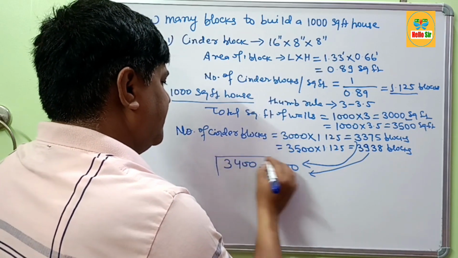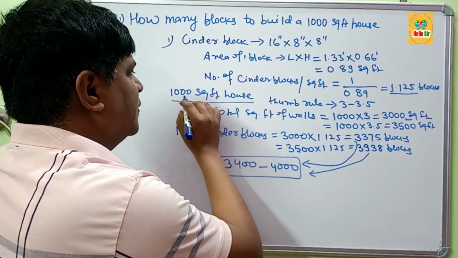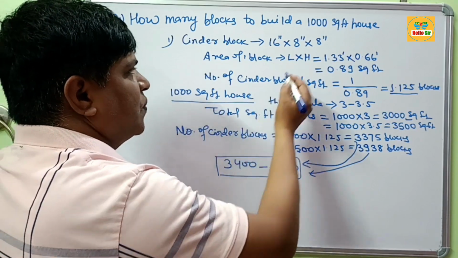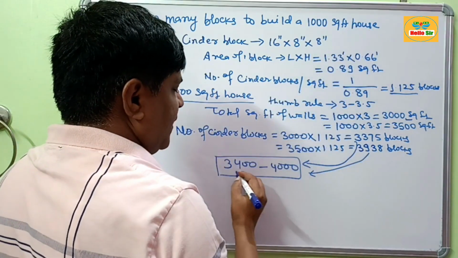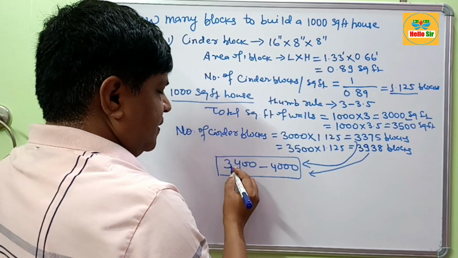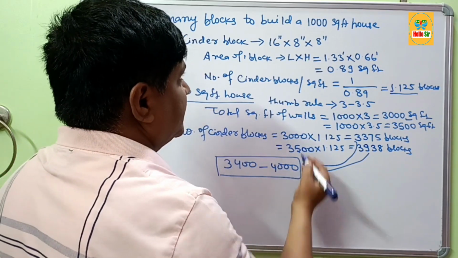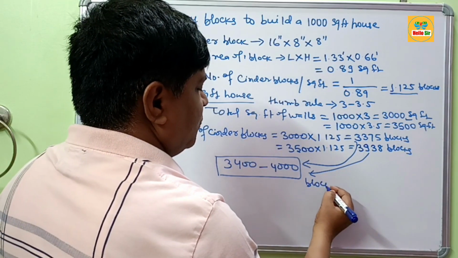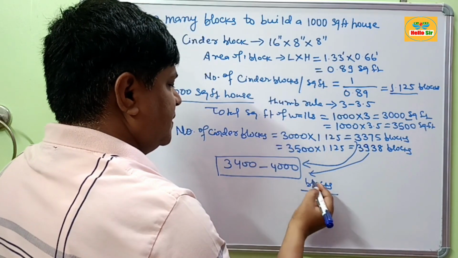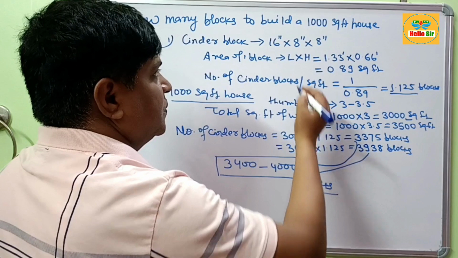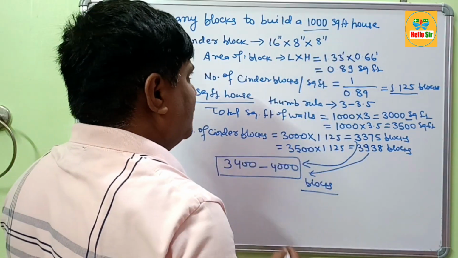It means if you want to construct a 1000 square foot house, you may need approximately 3400 to 4000 cinder blocks. You may require this quantity of blocks to build a 1000 square foot house.